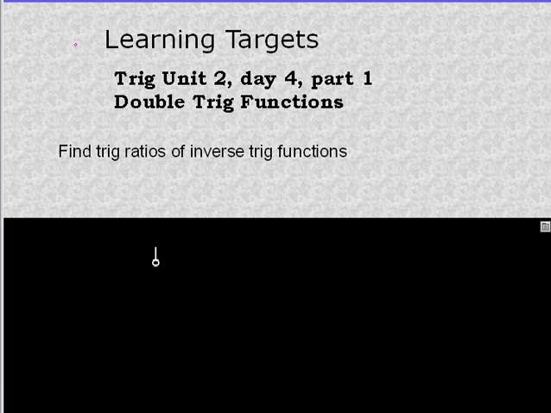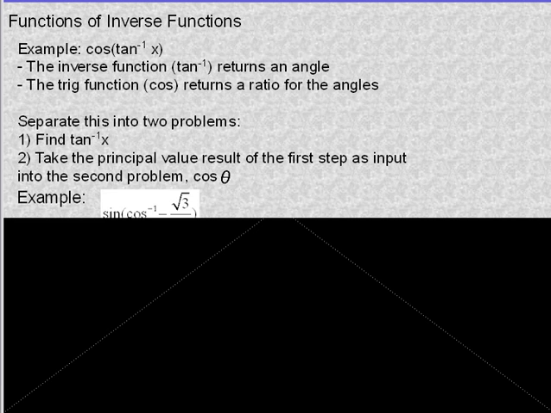All right, we're starting the second part of Unit 2. This is Unit 2, Day 1, Part 1, or Day 4, Part 1. Double trig functions, or you could think of them as composite trig functions. We're finding trig ratios of inverse trig functions today, which I think is the easier part of this section.